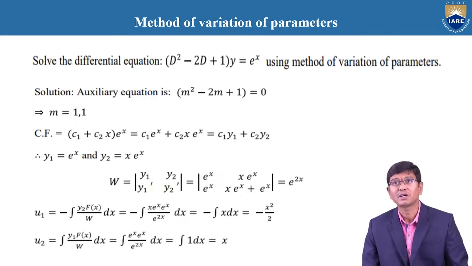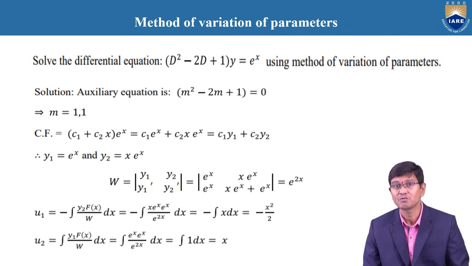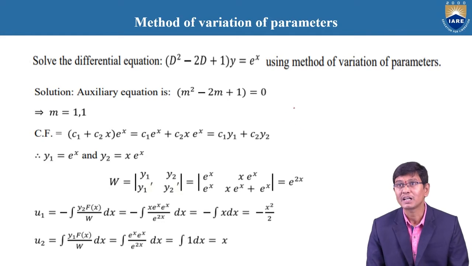Now we'll discuss one other problem. Solve the differential equation D square minus 2D plus 1 into y is equal to e power x, using the method of variation of parameters.